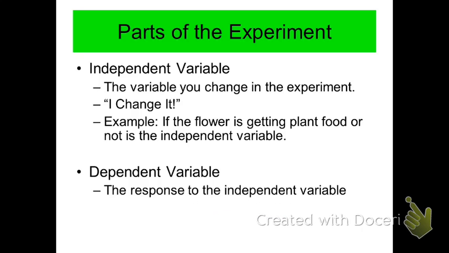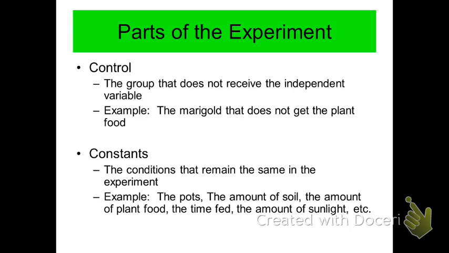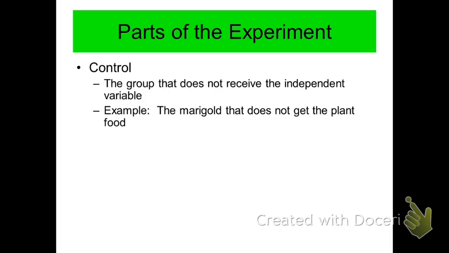So let's go back to the other parts of the experiment. Let's talk about the control. We have to know if the independent variable works, and because of that, we have to be able to compare it to something. So out to the side, your note says control, the group that does not receive the independent variable.